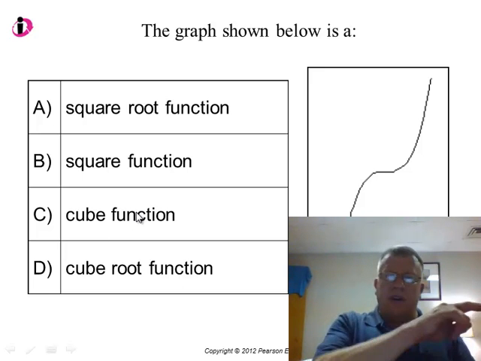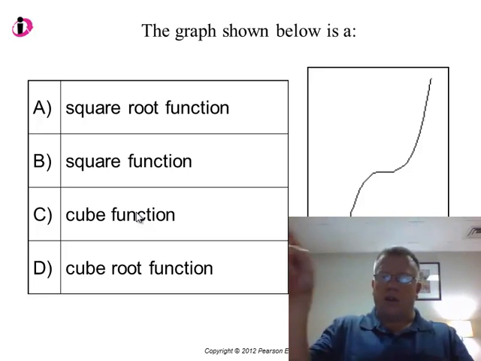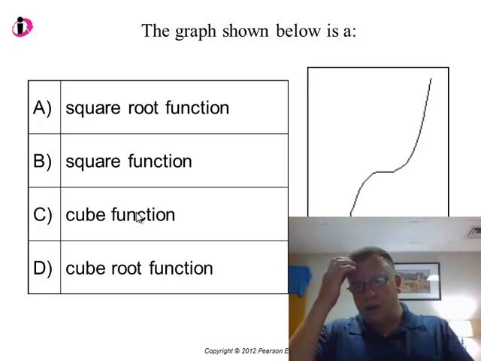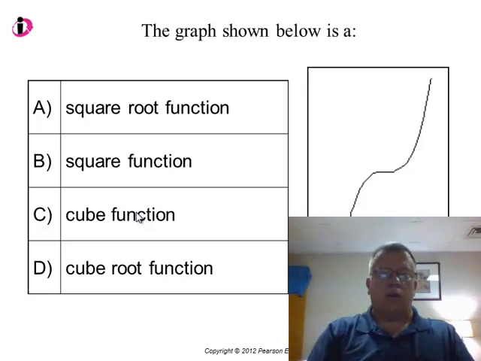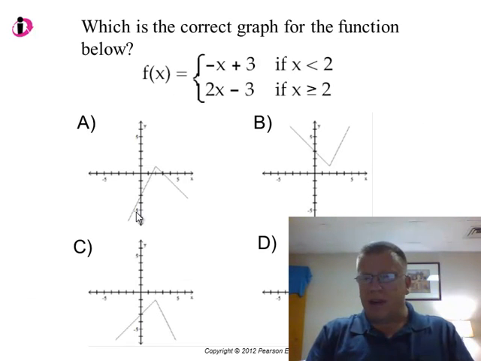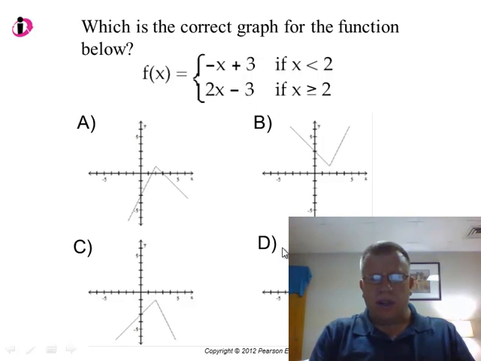The cube root function is more horizontally oriented. It does go from the lower left to the upper right, but it's more horizontally oriented. The cube function is more vertically oriented. So yep, the answer is cube. All right, I've got another question for you. See this function right here? It's a piecewise defined function. Which one of these is the graph?